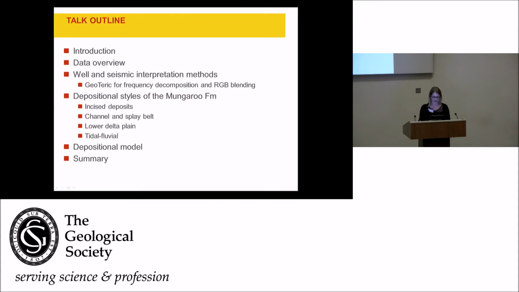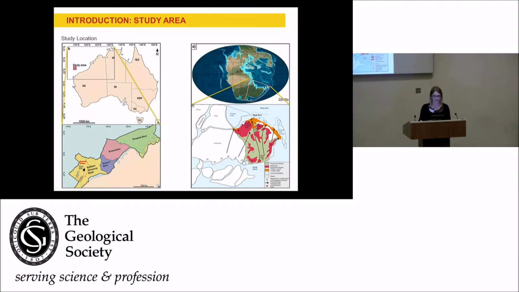During the talk I'll give a quick introduction to the study area and go over my data set. I'll have a quick whip through my seismic interpretation methods, which were frequency decomposition and stratal slicing. I'll then apply those techniques to interpret the depositional styles of the Mungaroo Formation using 4 different intervals, and finish off with a quick summary of the depositional model.